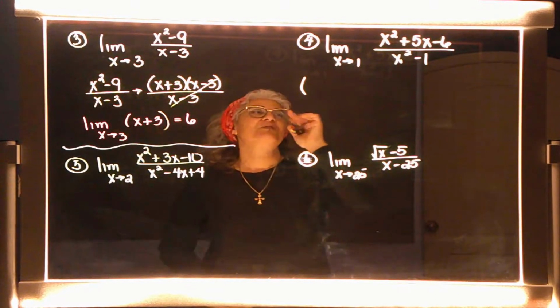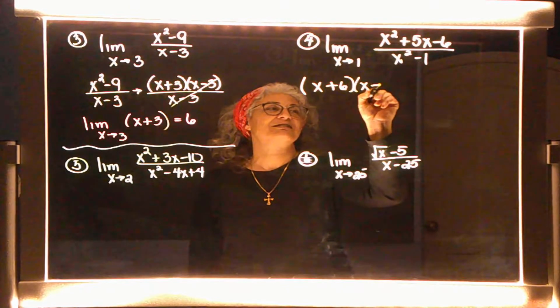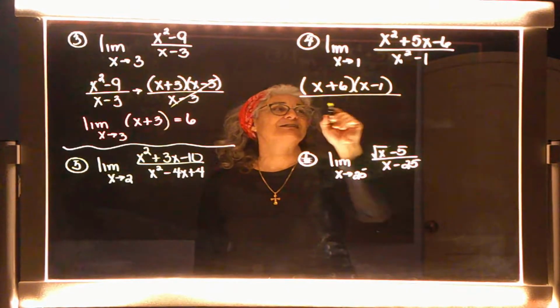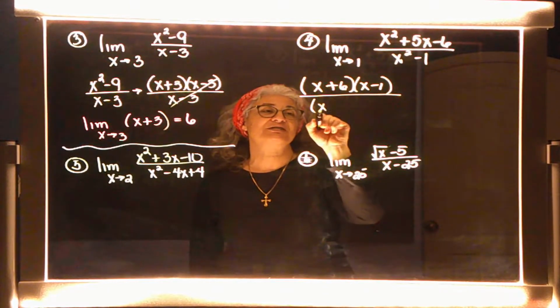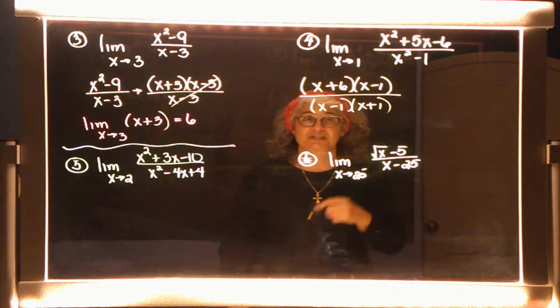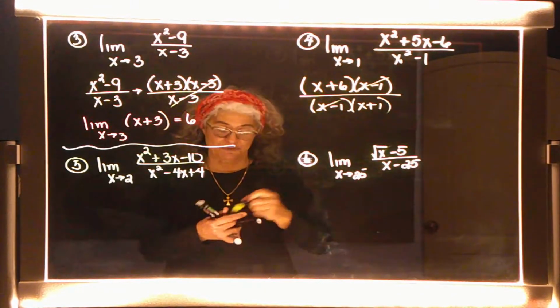Okay, did you get it? All right, let's see if we agree. I got this. Do you agree with me for the numerator? Excellent. And then the denominator also factors in this case, doesn't it? Good. Do you see what will happen? Yeah, those x minus 1's drop out, don't they?